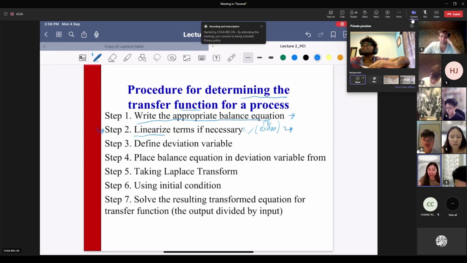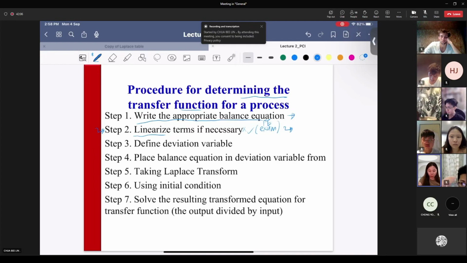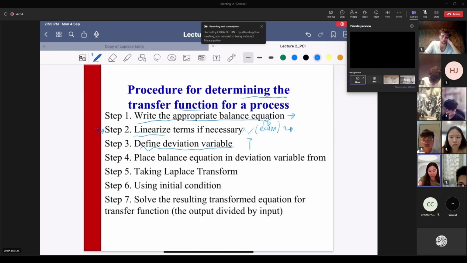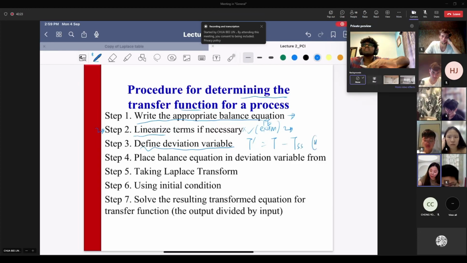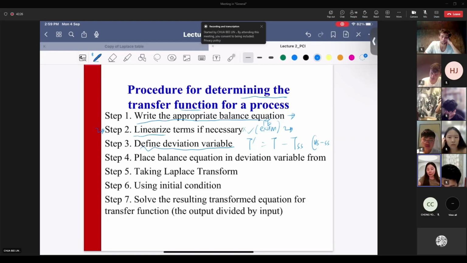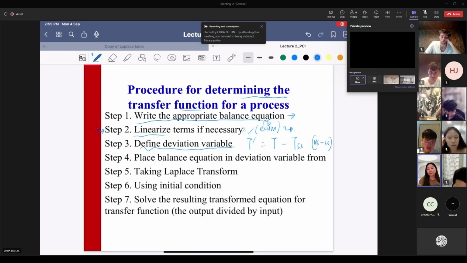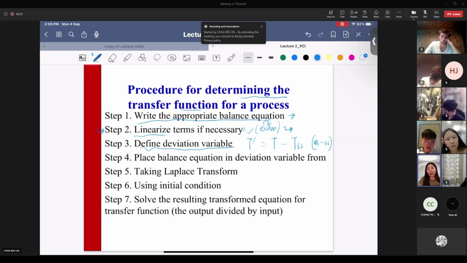But we will practice this in the lecture and also the tutorial. Then we have to define the deviation variable. For example, you have to define temperature prime using the temperature of the unsteady state minus temperature of the steady state. So in short, it is actually US minus SS, unsteady state minus steady state. If the value is constant for steady state and for unsteady state, then there will be no deviation.